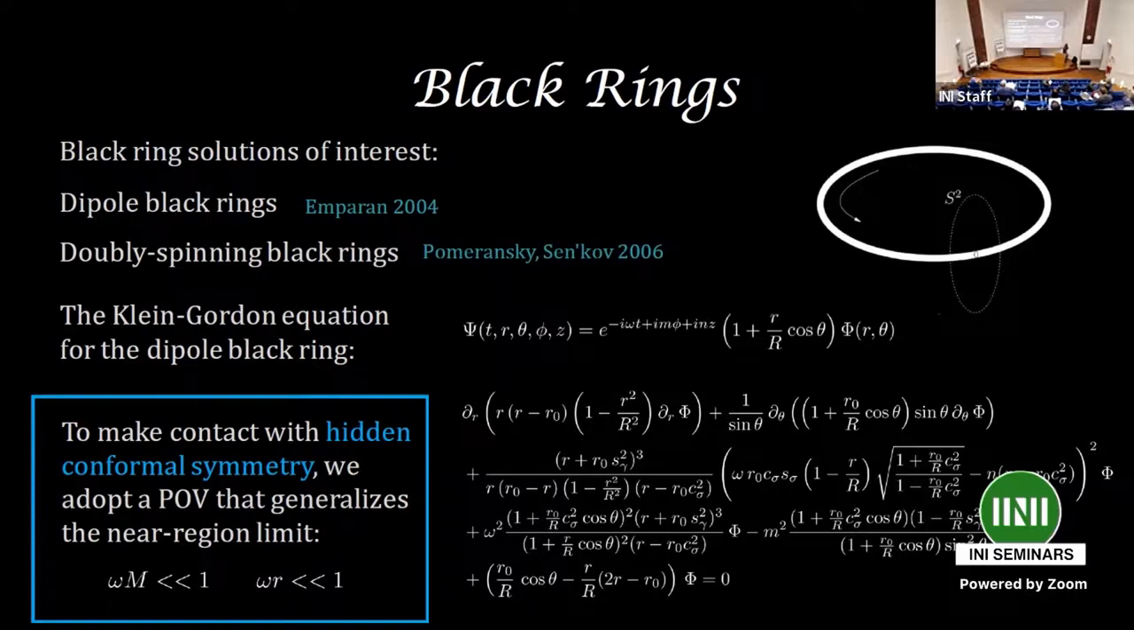Okay. So to make contact with hidden conformal symmetry, we have to adopt a point of view that generalizes this near region limit. Castro, Maloney, and Strominger like this limit, but it's not the most general thing that you can have. So this is a monstrous Klein-Gordon equation, although I'm sure we've all seen worse. It fits on one screen, so that's nice.